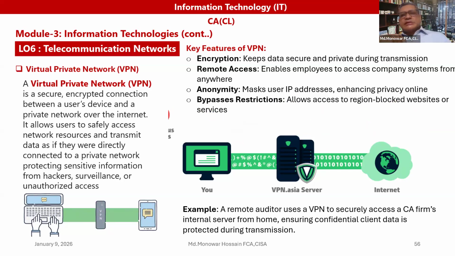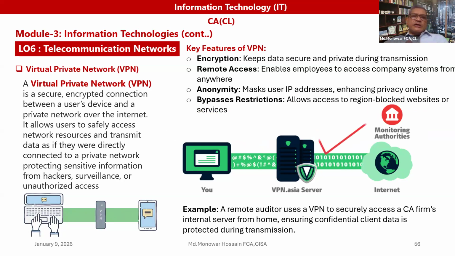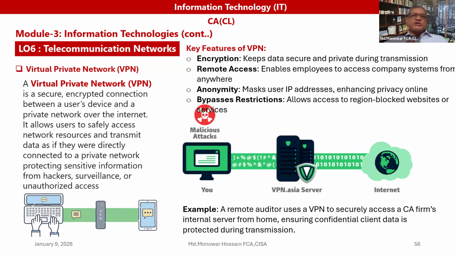It also hides the user's IP address. If we see the example, a remote workstation with VPN secure access. So we can say it allows the user to safely access network resources and transmit data as if they were directly connected to a private network. So a virtual private network is a secure, encrypted connection between a user's device and a private network over the internet.